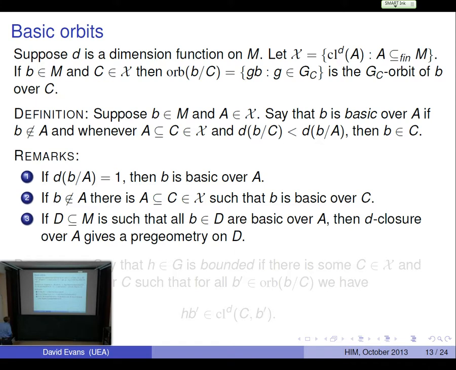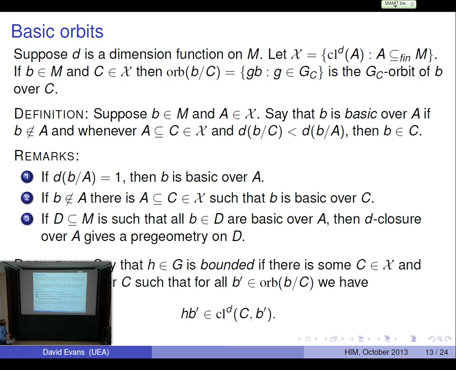Okay, so obviously if the dimension of B over A is 1, then B is going to be basic over A because my dimension function is integer-valued. And just by minimization, if B is not in A, then you can find some C containing A such that B is basic over C. One of the nice things about this is that if D is such that all its elements are basic over, let's say, A, then D closure actually gives you a pregeometry on D.